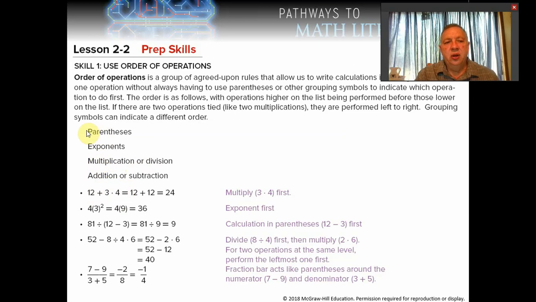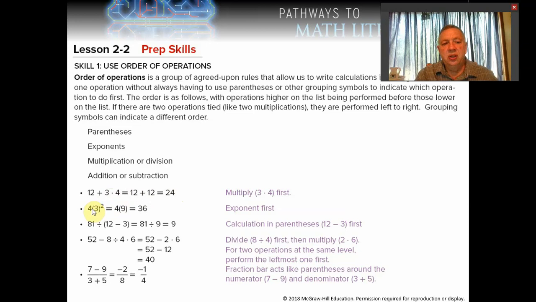So here we have no grouping, no parentheses, no exponents to do. If we go down the list, do we see multiplications or divisions? We're going to do this first. So we're going to do the multiplication, 3 times 4, and then once we're in here, everything else is at that same level of addition or subtraction. We just go left to right. 12 plus 12 is equal to 24.